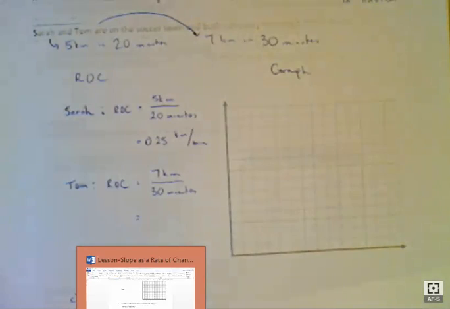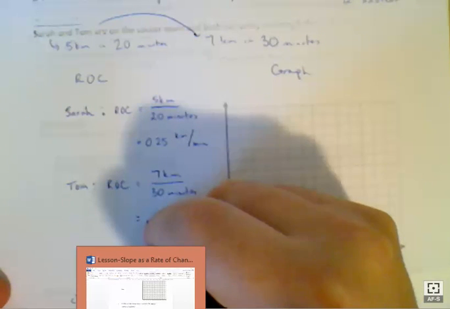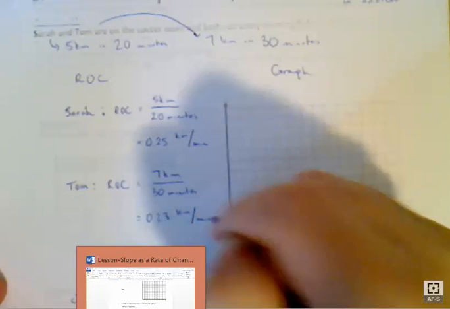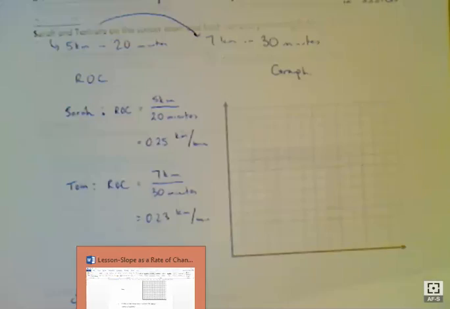And for Tom, the rate of change, 7 kilometers per 30 minutes. And right now it's not apparent who is faster, but when we find the unit rate and do 7 divided by 30, I'll carry a couple decimal places here, 0.23 kilometers per minute. So if we had to sort out who was the faster runner, well, that would be Sarah. She travels more kilometers per minute.